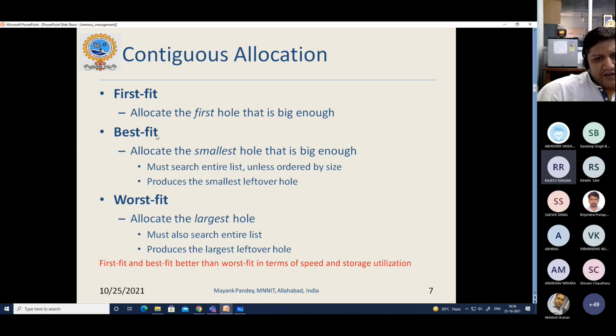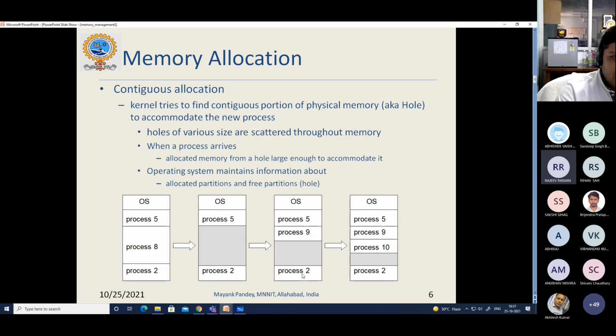Fine. In both best fit and worst fit, you have to search the entire list. In best fit, you will be allocating the smallest hole that is big enough. In worst fit, you will be allocating the largest hole. In best fit, it will be producing the smallest leftover, whereas conversely, in worst fit, it would be producing the largest leftover hole. Now, what they have found out is that first fit and best fit are better than worst fit in terms of speed and storage utilization. Fine. So this is the problem of contiguous allocation.